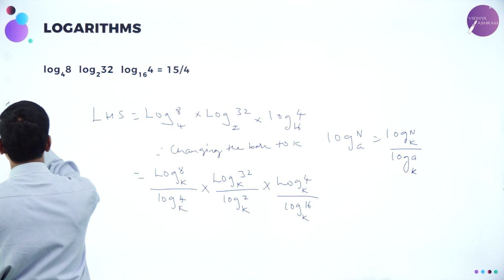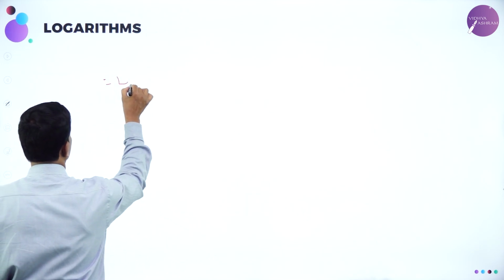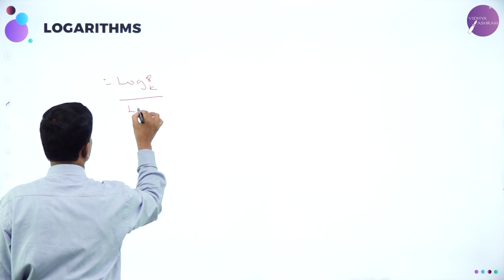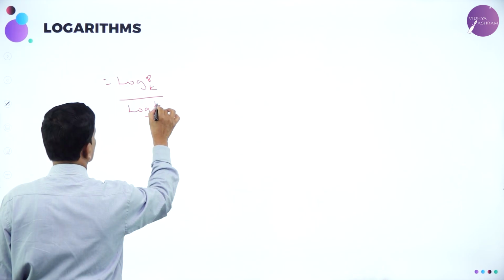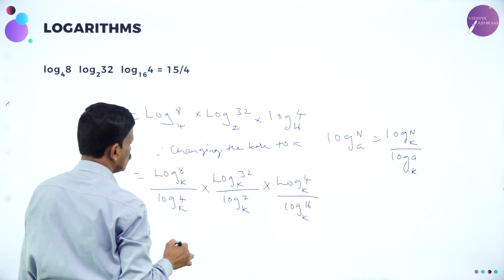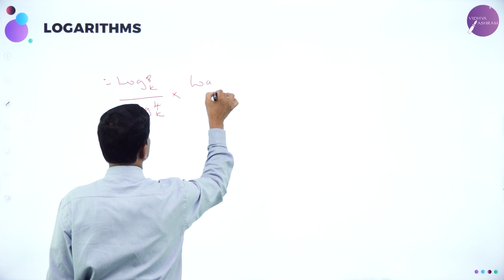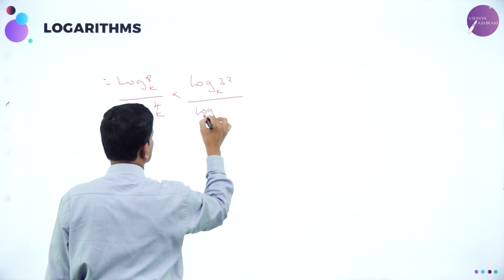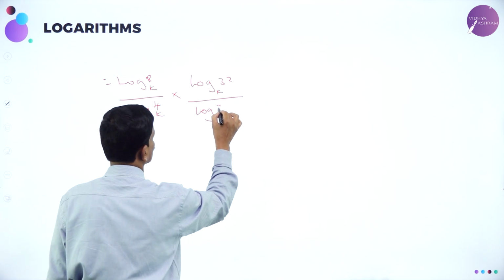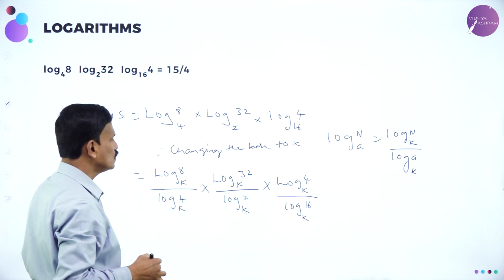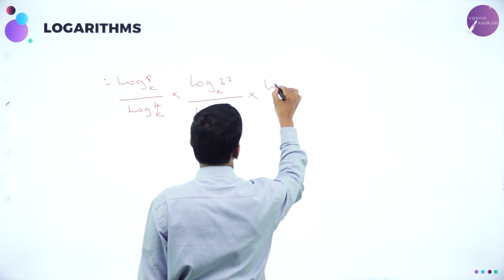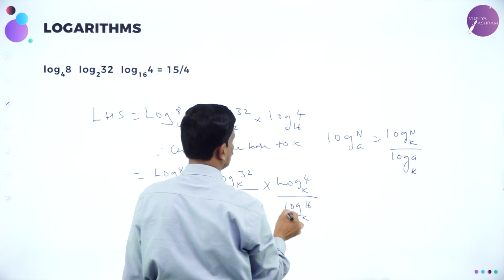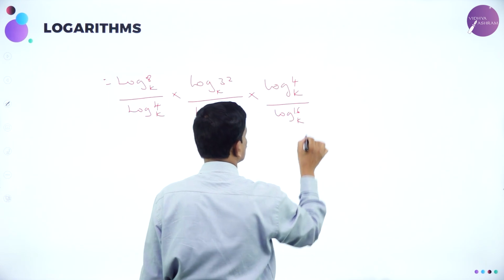This is equal to logarithm of 8 to base k divided by logarithm of 4 to base k into logarithm of 32 to base k divided by logarithm of 2 to base k into log 4 to base k divided by logarithm of 16 to base k.